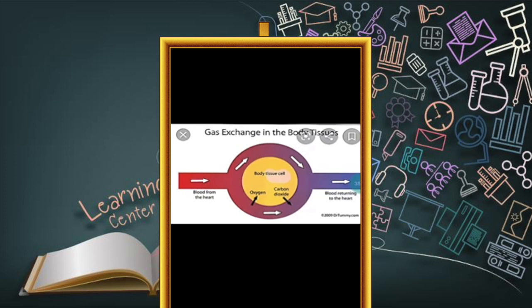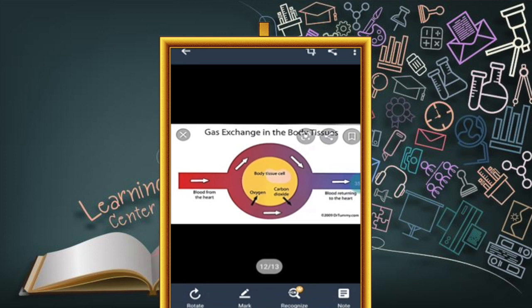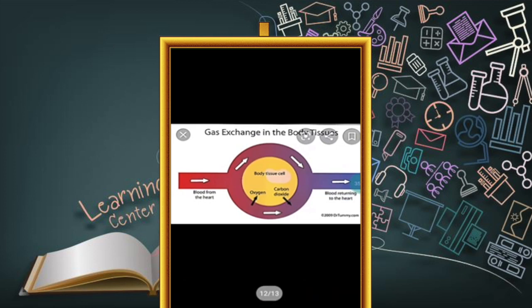So finally, where does gas exchange occur? Gas exchange happens at the lung level and the tissue level. At the lung level, the alveoli exchange: oxygen enters the blood and carbon dioxide enters the lungs. At the tissue level, there is more oxygen in the tissues, so oxygen enters the cells, and the cells produce more carbon dioxide, which enters the tissues. So there are two different types of gas exchange in your body.